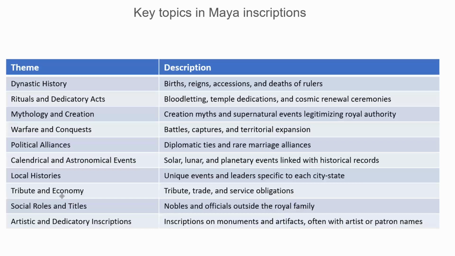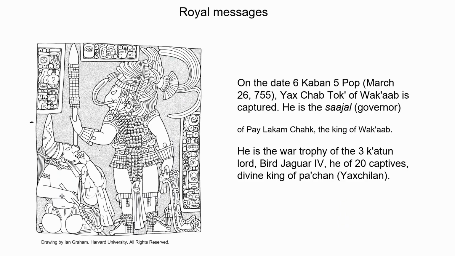So this is mainly the topic we have. It's quite reduced. It's very formulaic. And this is why we can now read many of the inscriptions, although we don't understand 100% of the signs, because it's so formulaic and repetitive. And a typical royal message, before delving into the system of the writing, goes like this.